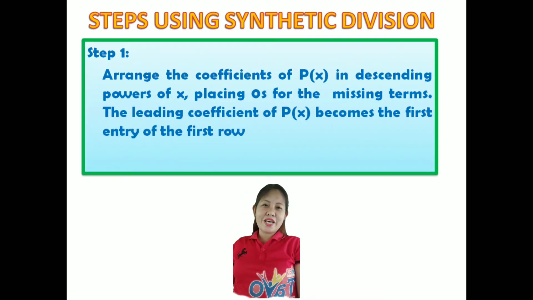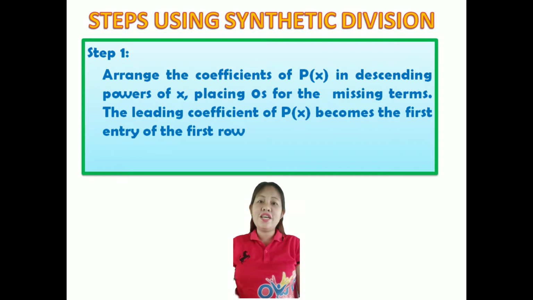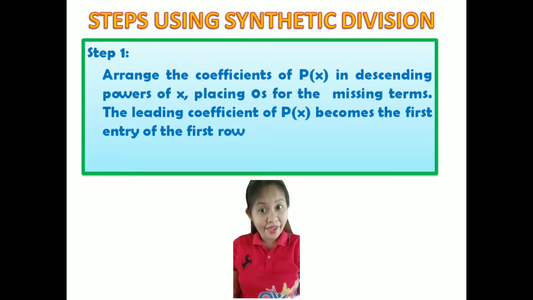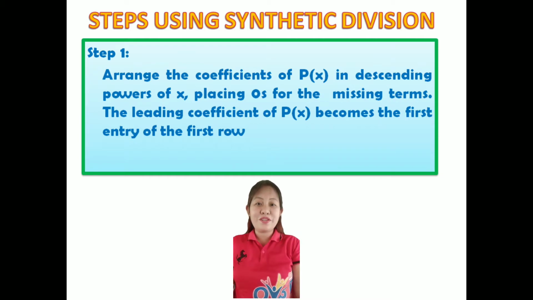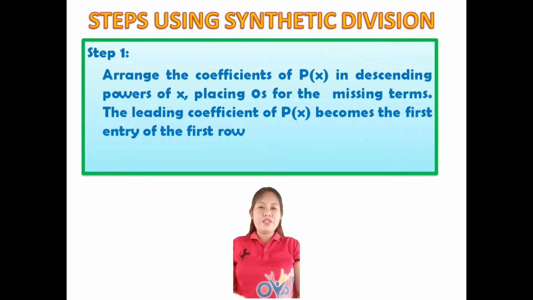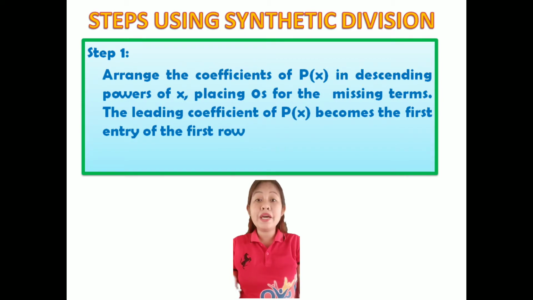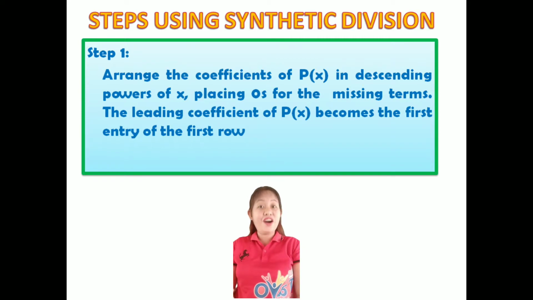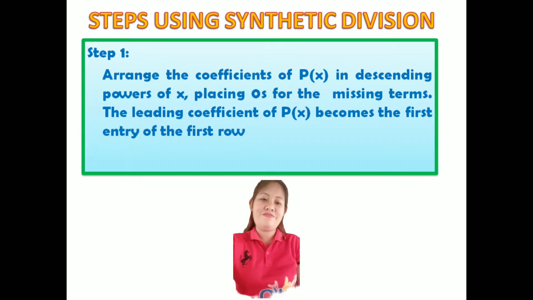Okay, here are the steps using synthetic division. Step 1. Arrange the coefficients of p of x in descending powers of x. Meaning, we should follow the standard form in writing polynomials, placing zeros for the missing terms. So in case there is a missing term, replace it with 0. The leading coefficient of p of x becomes the first entry of the first row.